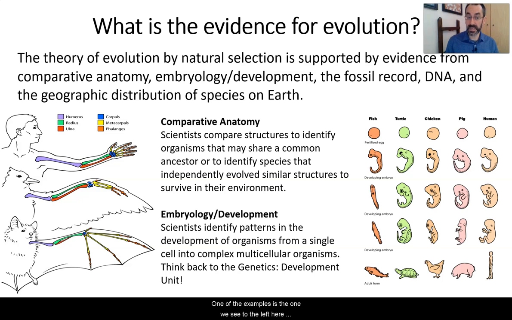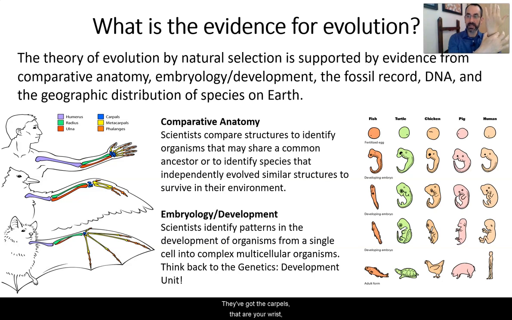One of the examples is the one we see to the left here, and that is the construction of the forelimbs, the arms, of animals with backbones, of vertebrates. And as you can see, we have a human, a bird, and a bat here, animals that do not look terribly similar. But their forelimbs, their arms, have pretty much the same set of bones. They have a long humerus. They have two bones, the radius and the ulna, in the forearm here.